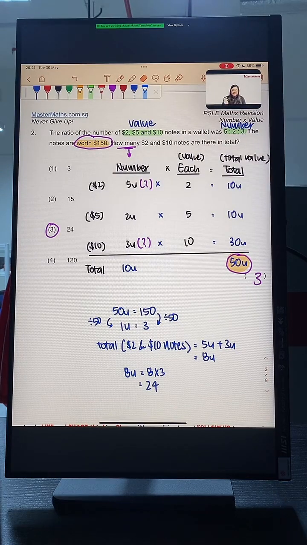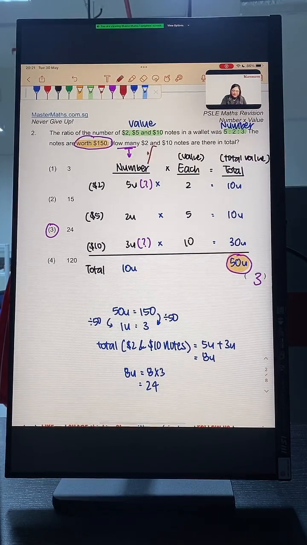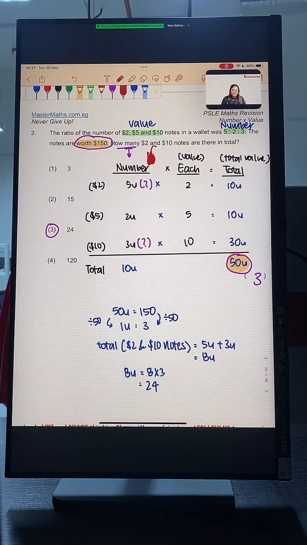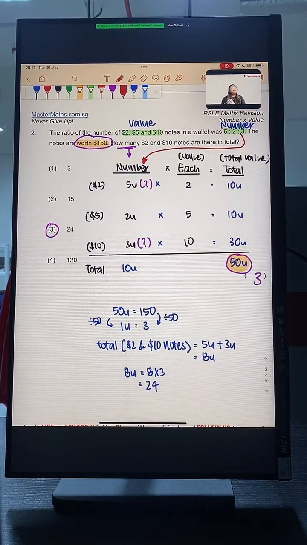To use number times value, we can just come up with a simple table. Our number of notes in the first column, 5 units, 2 units, and 3 units respectively. This is based on the ratio over here. Then we have the value of each of the notes, $2, $5, $10. Then to find the total value, we just multiply. 5 units times 2 gives us 10 units. 2 units times 5 gives us 10 units as well. 3 units times 10 gives us 30 units.